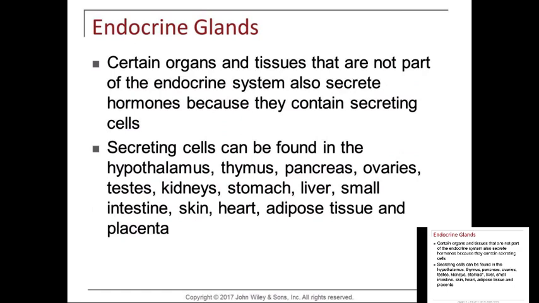Certain organs and tissues that are not part of the endocrine system also secrete hormones because they contain secreting cells. The secreting cells can be found in the hypothalamus, thymus, pancreas, ovaries, and testes, right? So there's a lot of overlap between these systems, where the pancreas is part of the digestive system, but also endocrine. The ovaries and testes, part of the reproductive system, but also endocrine. The kidneys, part of the urinary system, but also overlap with the endocrine. Stomach, liver, small intestine, right? Part of the digestive system, but they have endocrine function as well, as do the heart, fat cells, skin, etc.